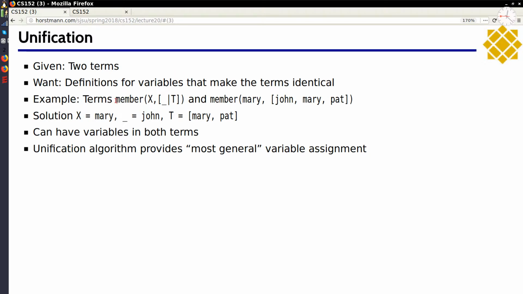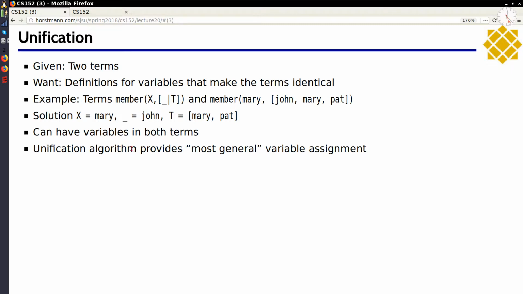So here I have the positive example where it's going to work out. I have the term member of x and something, and I have a member of Mary in this. And so our solution is we look at all of the variables that could occur on the left and the right. In general, they can occur both on the left and on the right. And we want to assign them something so that when I plug in the assignments on the left and I plug in the assignments on the right, I get the exact same literal term. And I mean the exact same literal term. There's no computation, there's no function calls, there's no simplification.